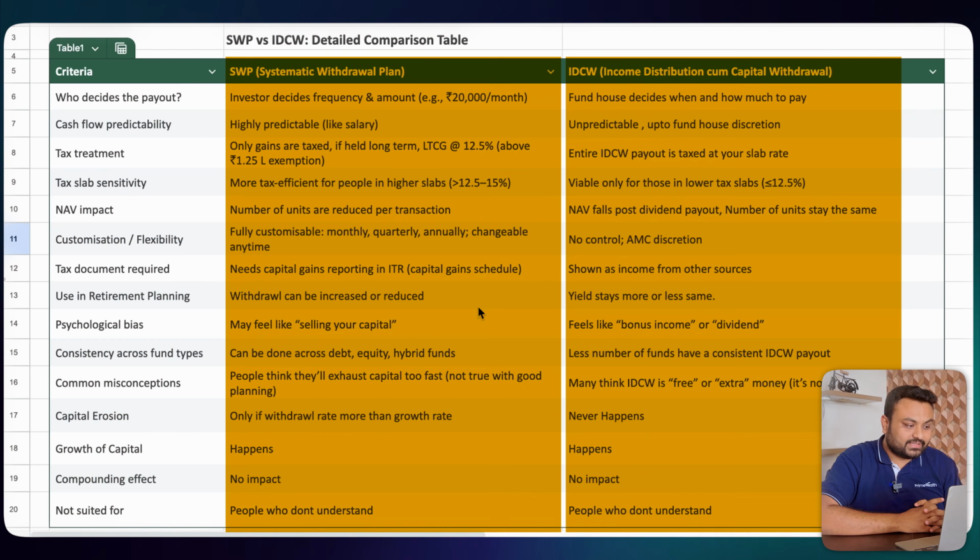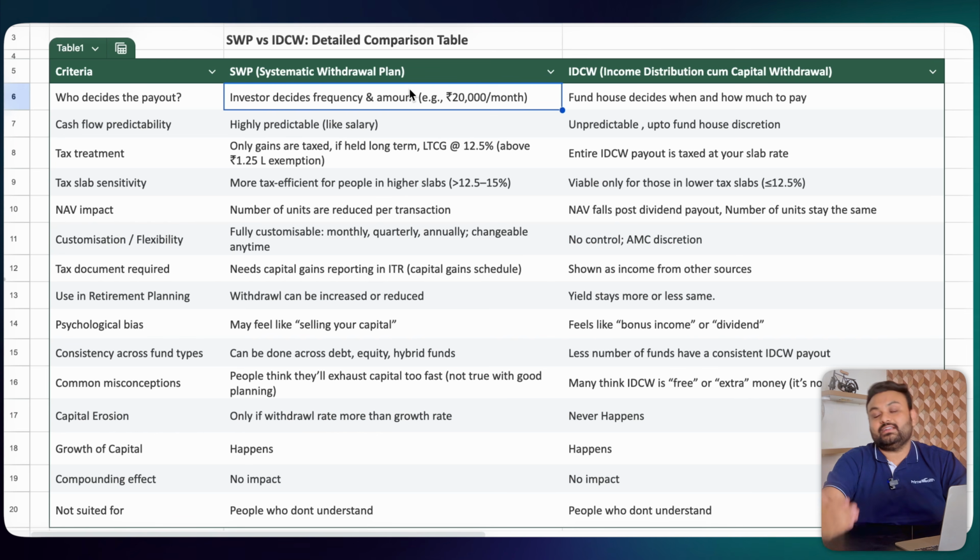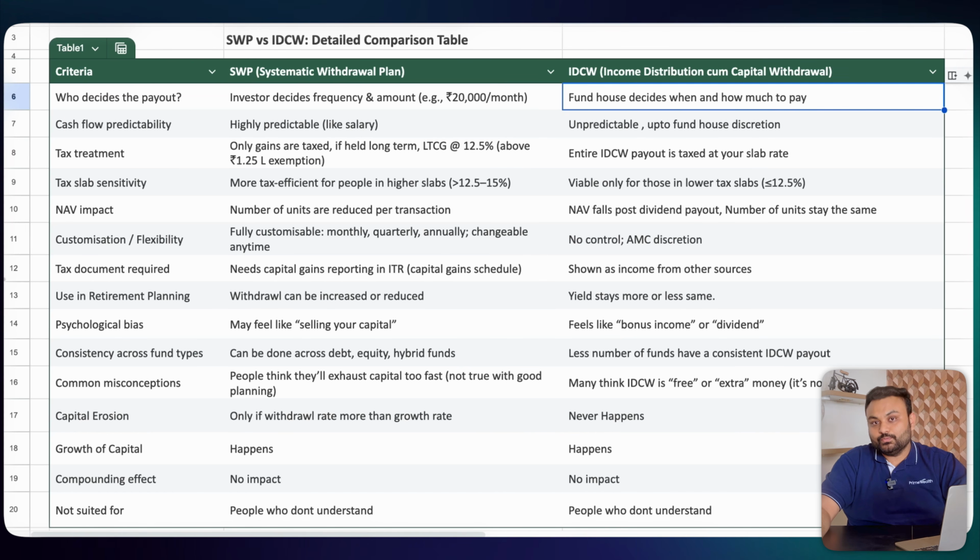So coming to our comparison table, in case of an SWP, when you are pulling out money from a growth mutual fund, you can decide how much you want to pull out. You can decide the frequency also. But when you are opting for an IDCW mode, the fund house decides how much money they will pay you and at what frequency. Some IDCWs are quarterly, some are monthly, some are annual. So the fund decides what kind of IDCW they want to give you. You don't have a lot of flexibility.